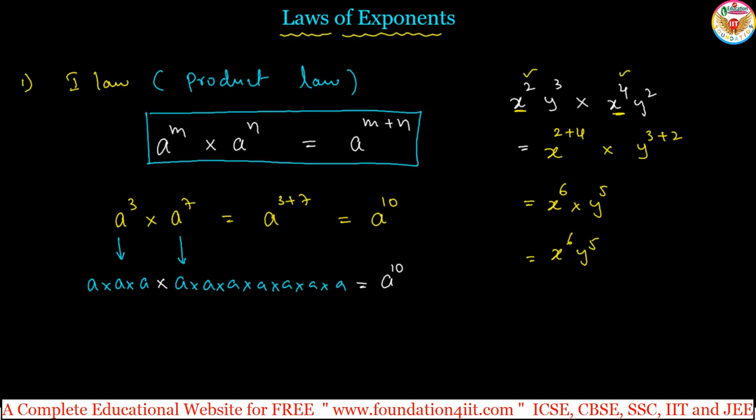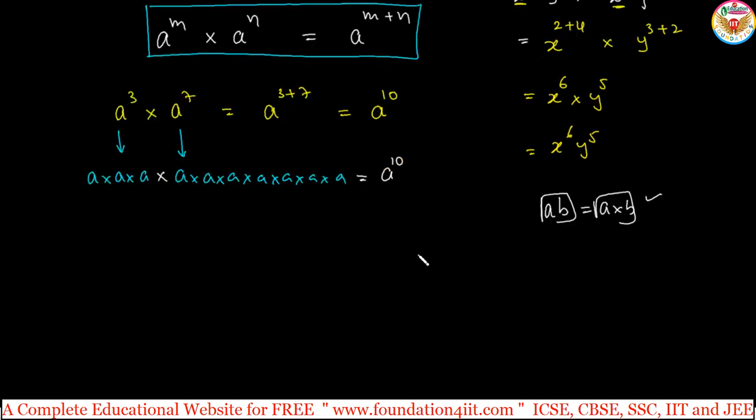In this exponents topic, there is no multiplication symbol; x power 6 is multiplied with y power 5. Don't get confused. If there is no multiplication sign, if you write side by side, it is nothing but multiplication. If you write a b, it is nothing but a into b. In algebra we can see both are the same. So this is the first law, the product law.